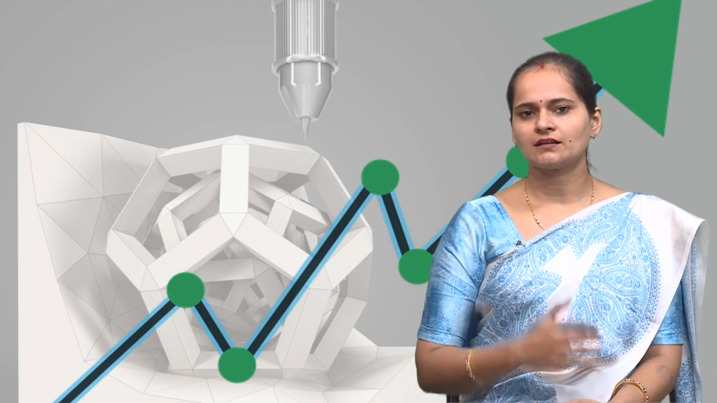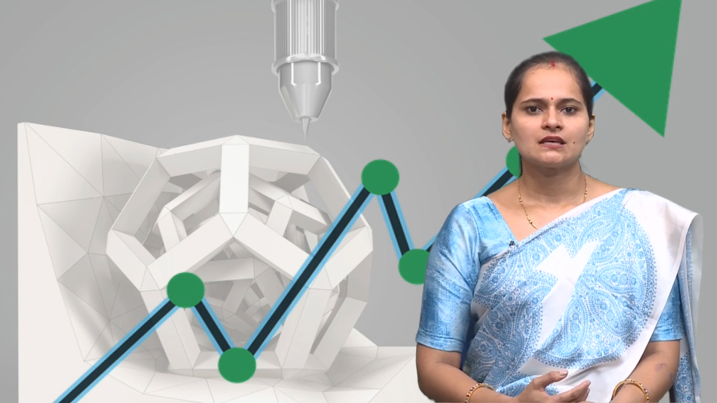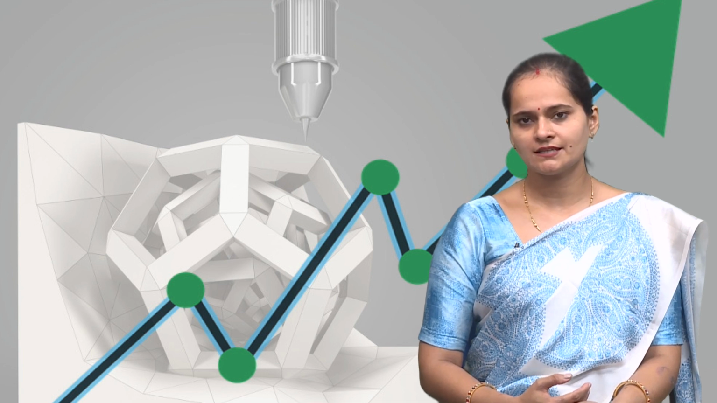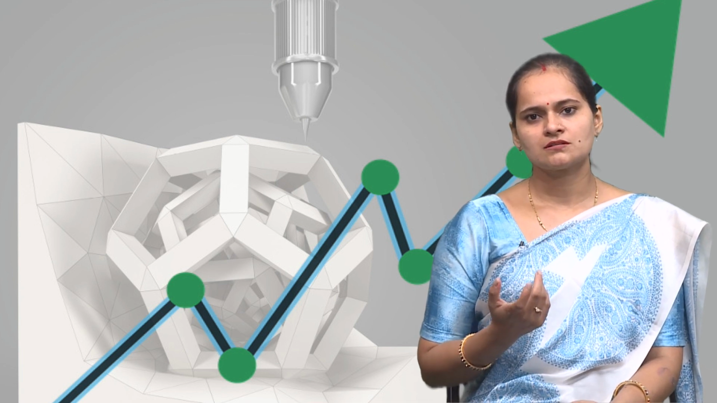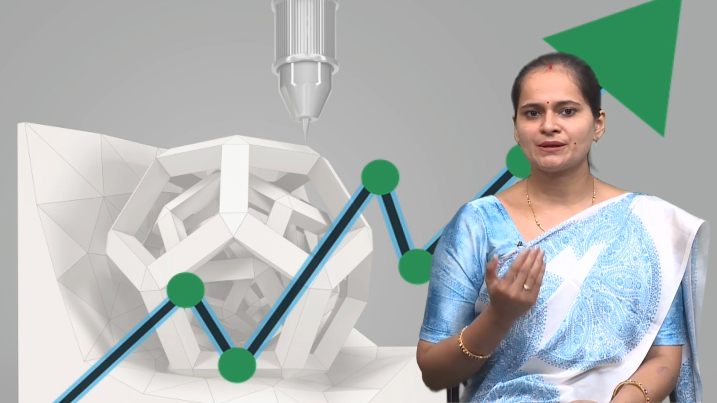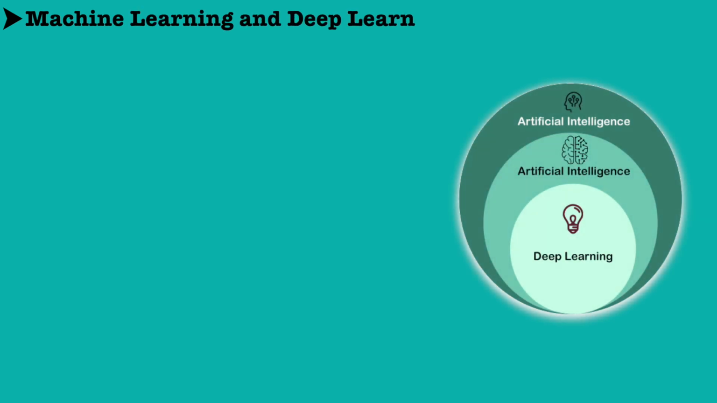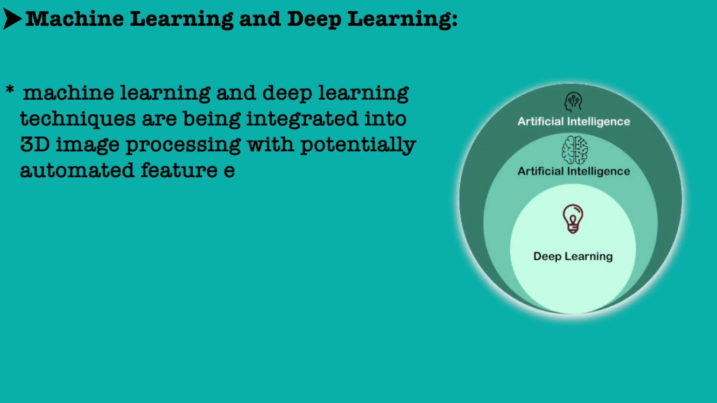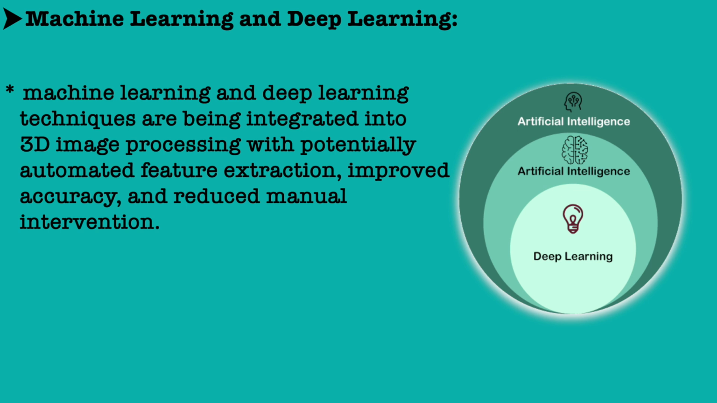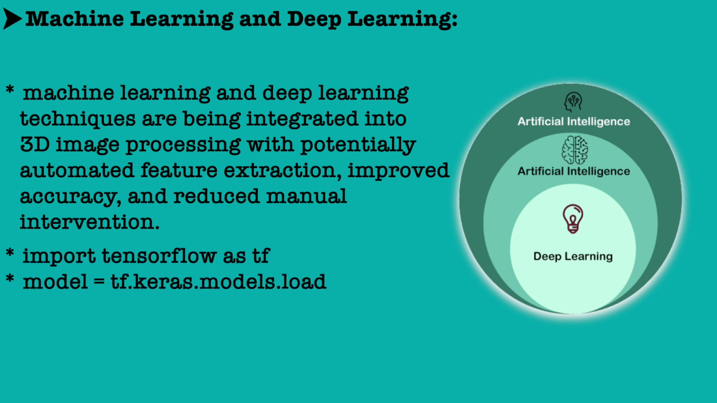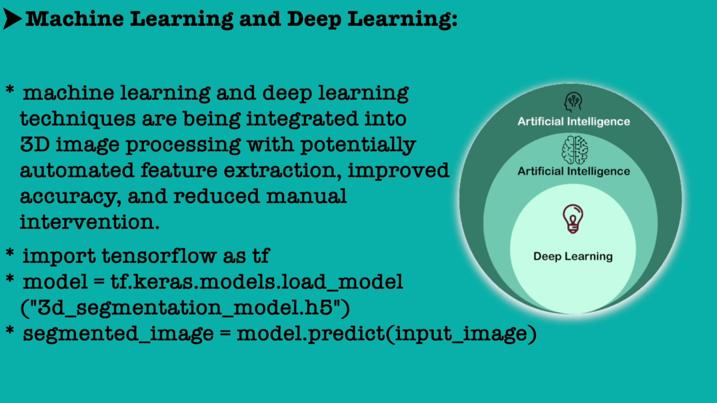So, future trends and conclusion. Emerging trends in 3D image filtering and segmentation are here. As technology evolves, several emerging trends are shaping the future of 3D image filtering and segmentation. First is machine learning and deep learning. Machine learning and deep learning techniques are being integrated into 3D image processing with potentially automated feature extraction, improved accuracy and reduced manual intervention. This is the code which is defining the use of a machine learning and deep learning model with the segmented image.